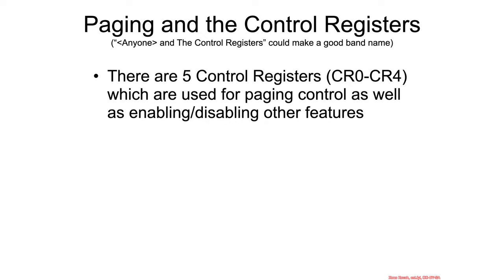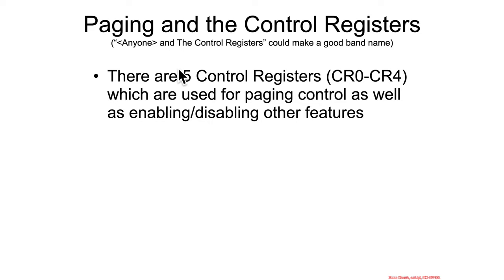Before we get too deep into the specifics of how the page tables work, we need to also see the interactions with the control registers. The Intel control registers, there's five in particular that are going to be specifically relevant to paging and some other tangential features that are interesting to us.